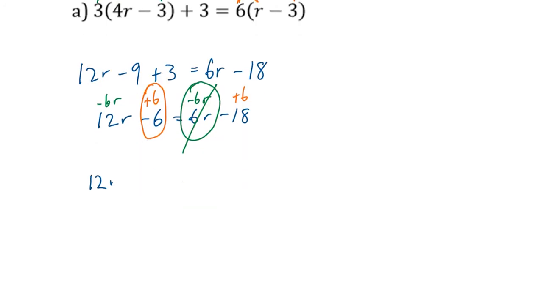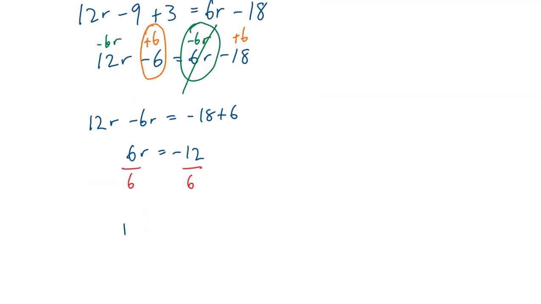Now, normally I wouldn't write this out. I'm going to write it out for clarity for the lesson. This is what we have now. So I've got 12r minus 6r, but that's gone. And I've got negative 18 plus 6, but that's gone. 12r minus 6r is 6r. Negative 18 plus 6 is negative 12. Final step? By? Good. Negative 12 divided by 6 is negative 2.